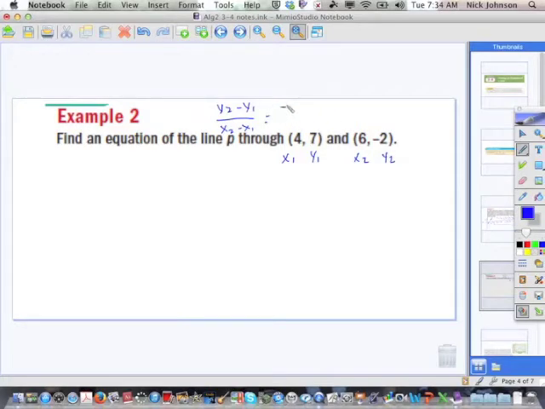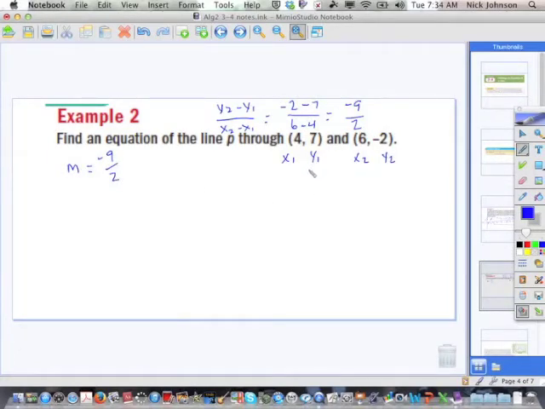Sure. Negative 2 minus 7 all over 6 minus 4. Negative 2 minus 7 is negative 9. 6 minus 4 is 2. Okay? So here's my slope: m equals negative 9/2.